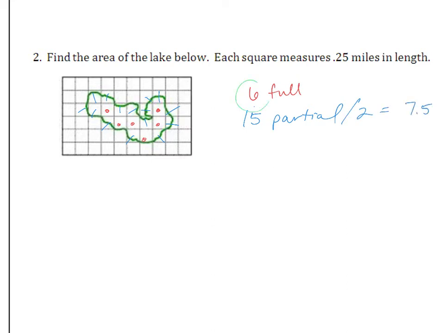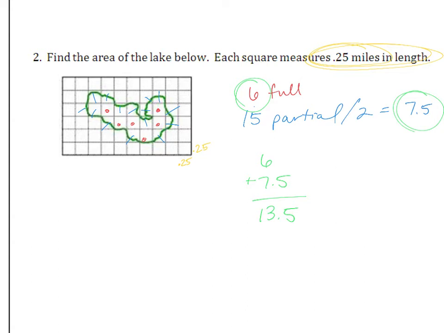Next, we're going to take our fulls plus half our partials. Because why do we take half the partials? Because on average, every 2 partials will make 1 full square. So we're going to add 6 plus 7.5, which is 13.5. And now we have to multiply that by the area of each square. Up here, it says each square measures 0.25 miles in length. So each square is 0.25 by 0.25.